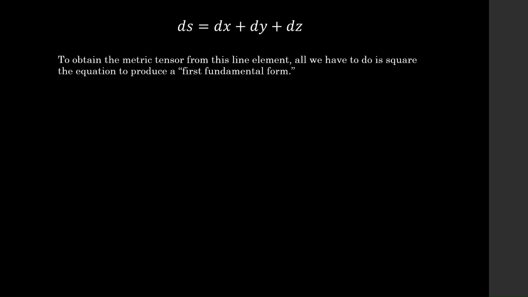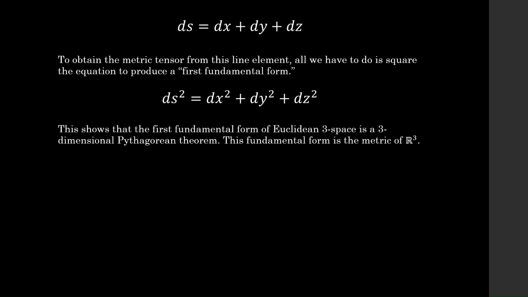To obtain the metric tensor from this line element, all we have to do is square the equation on both sides to produce a first fundamental form. So we have ds squared equals dx squared plus dy squared plus dz squared. This shows that the first fundamental form of Euclidean 3 space is a three-dimensional Pythagorean theorem. This fundamental form is the metric tensor of R3.